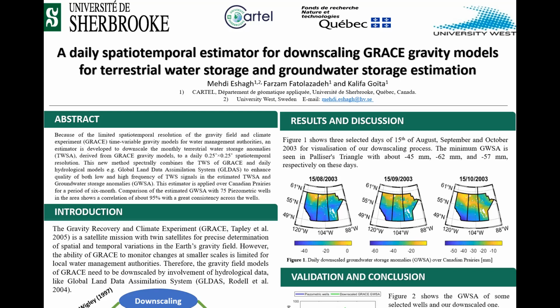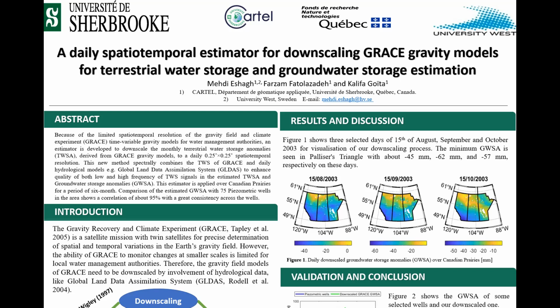So the idea is to somehow overcome the shortcomings that the GRACE data has. We all know that the GRACE gravity models are available on a monthly basis. If you want to have daily data or higher spatial resolution of GRACE data, then we have to use other sources of information to add those frequencies to the GRACE models. That's the idea of this poster.